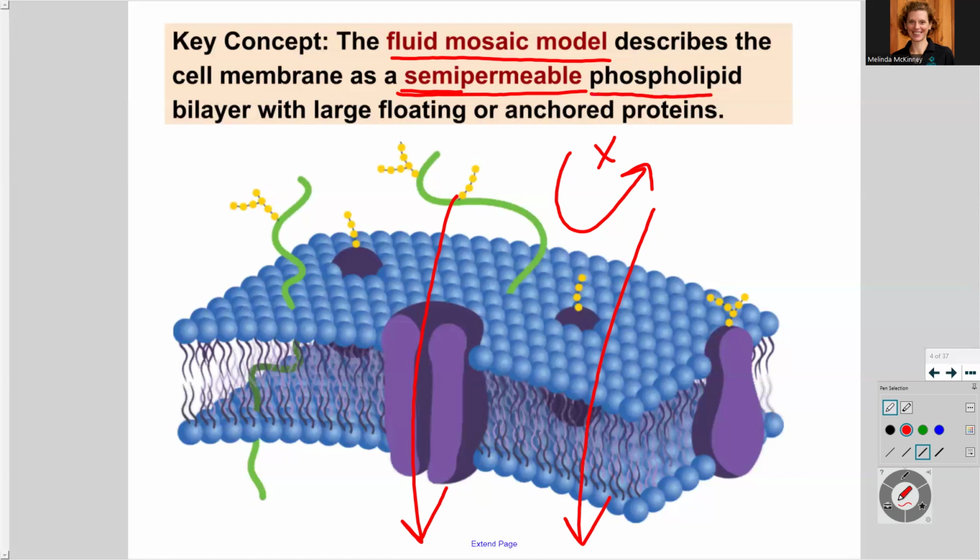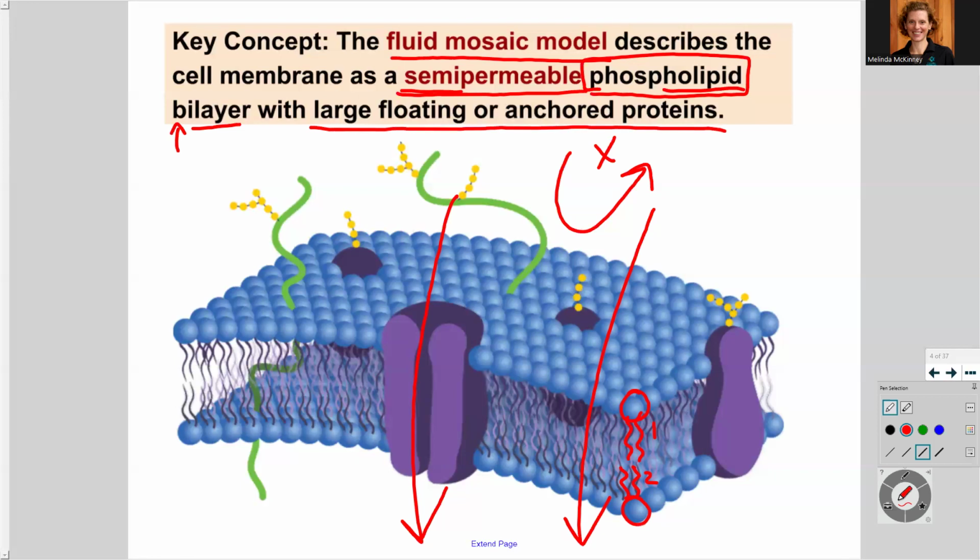It's made out of phospholipids. So this is the lipid that we learned in the last chapter. And I'm going to come down here to the model and just draw one. So here's one phospholipid on one side, and then here's another one opposite it. So this is a phospholipid bilayer. It has one phospholipid on the outside and one phospholipid on the inside. So there's two total. So it's a bilayer, 2 molecules thick, and it has large floating or anchored proteins.